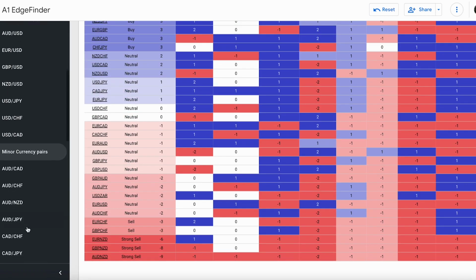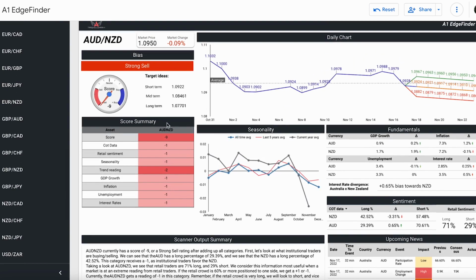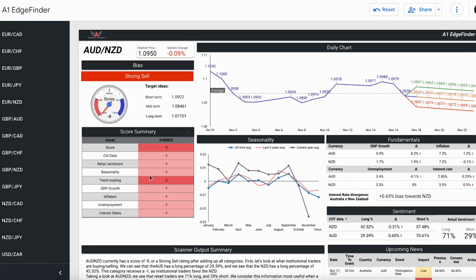Go into our minor currency pairs here. Aussie New Zealand, score of -9. Every single metric that we track here is in the red. So this is definitely looking like a strong sell.